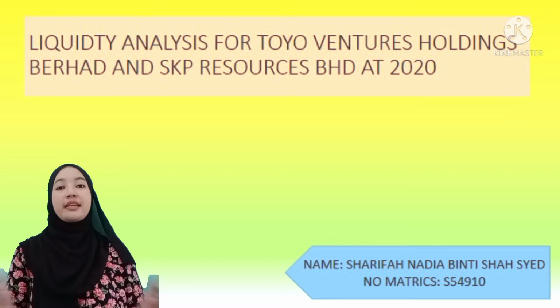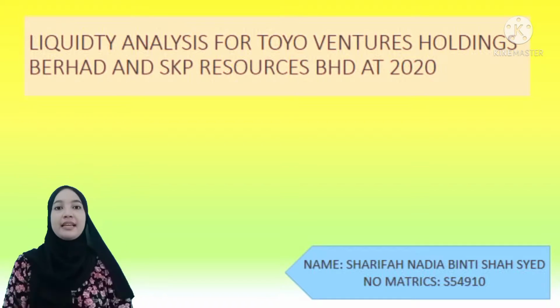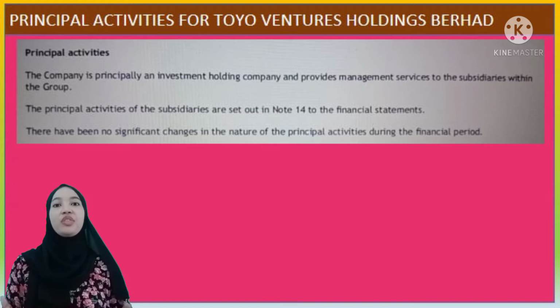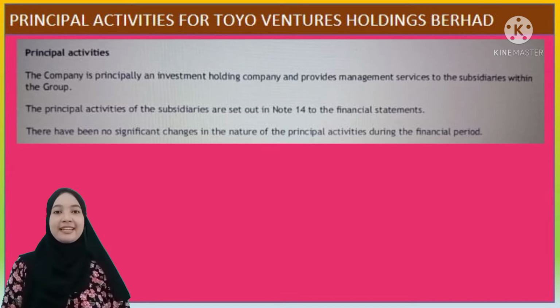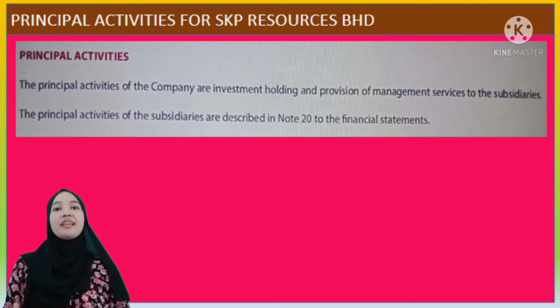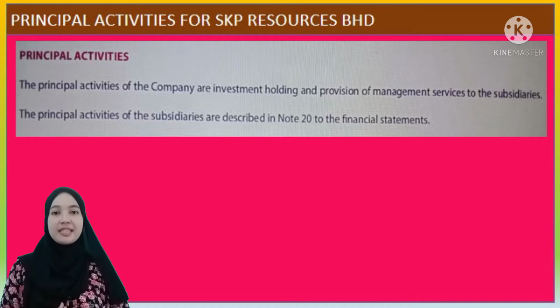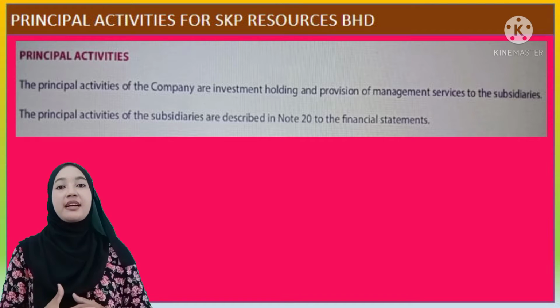S549110. The topic is liquidity analysis for Toyo Ventures Holding Berhad and SKP Resources Berhad. The principal activities of Toyo Ventures Holding Berhad is an investment holding company and provides management services to the subsidiaries within the group. The principal activities of SKP Resources Berhad are investment holding and provision of management services to the subsidiaries. The two companies are industrial product and services.